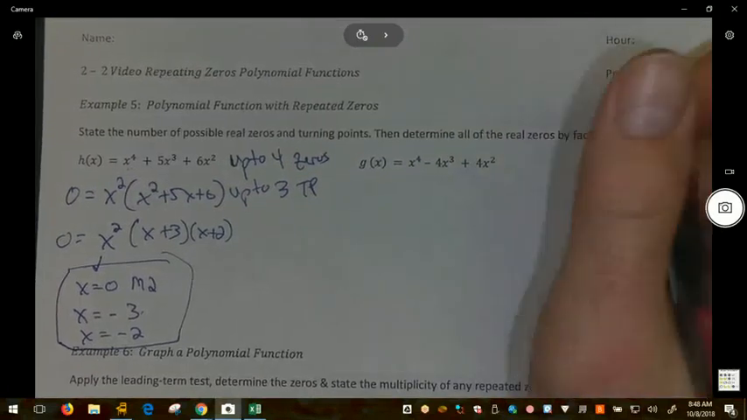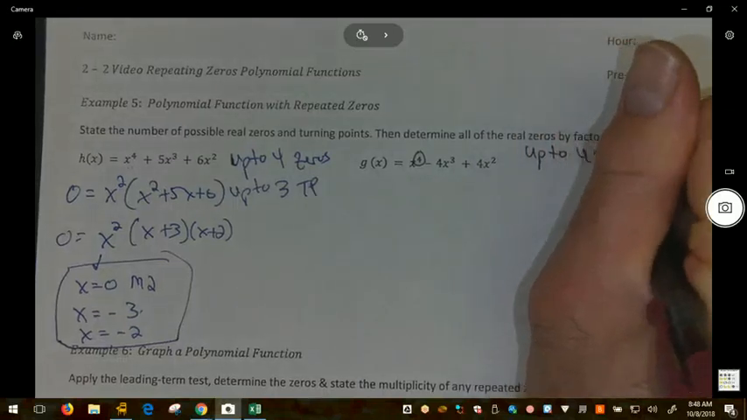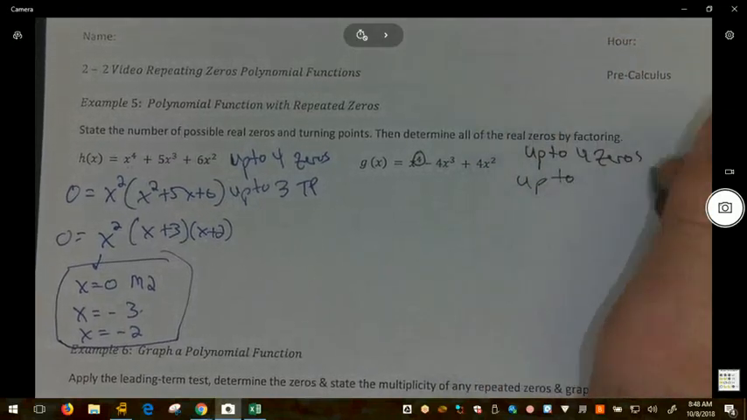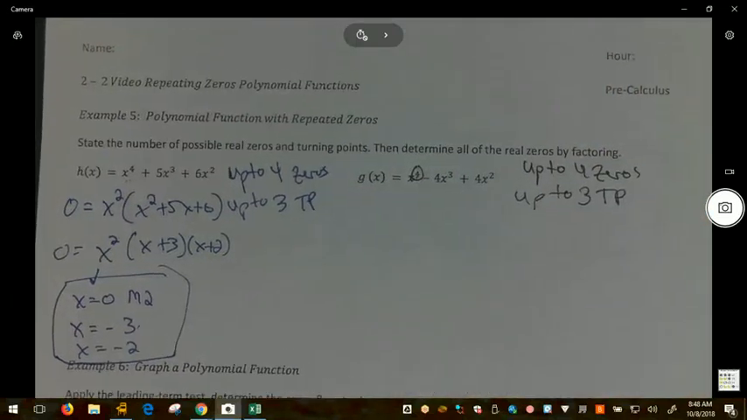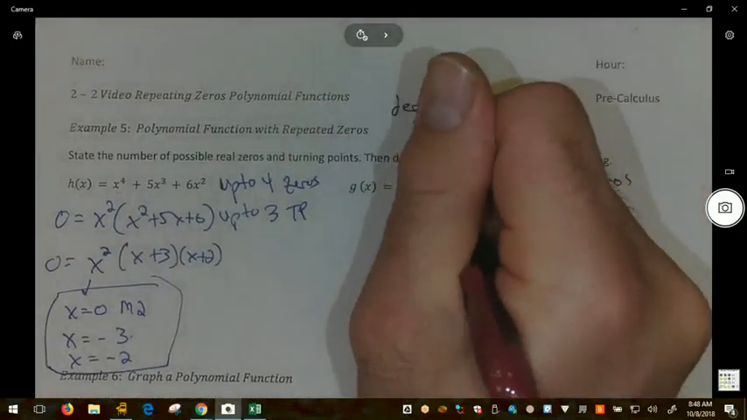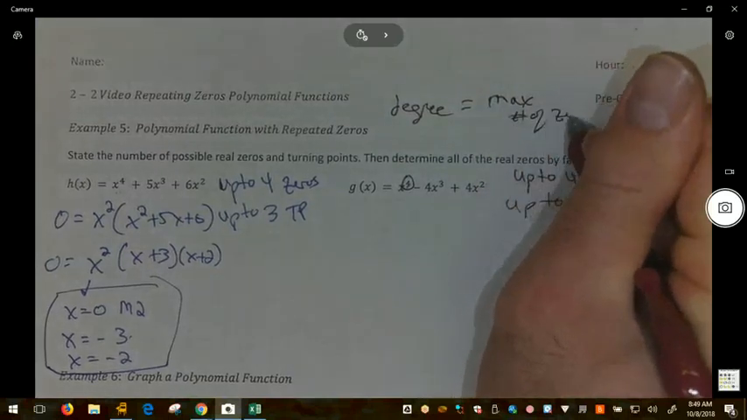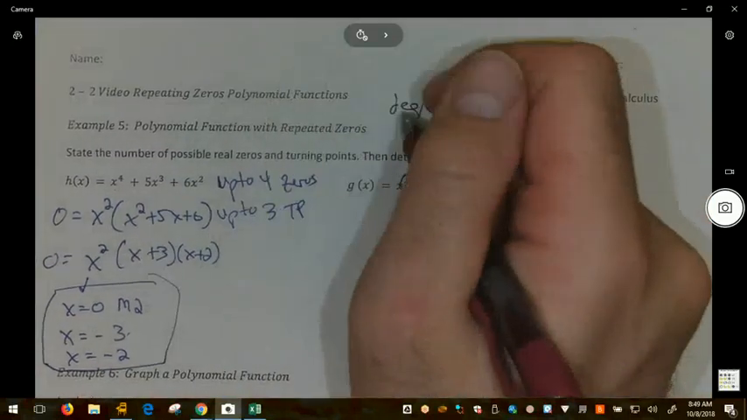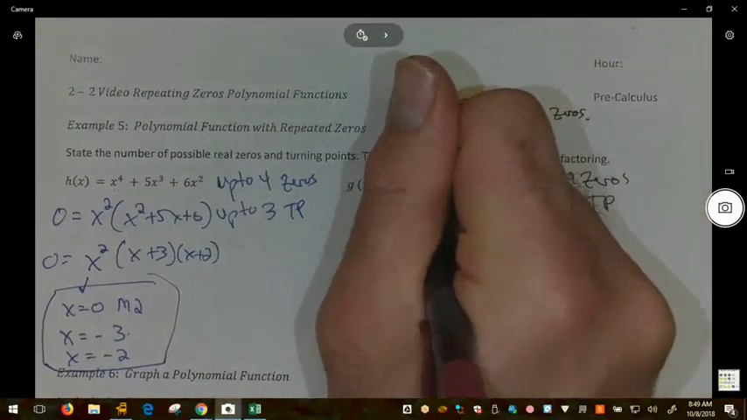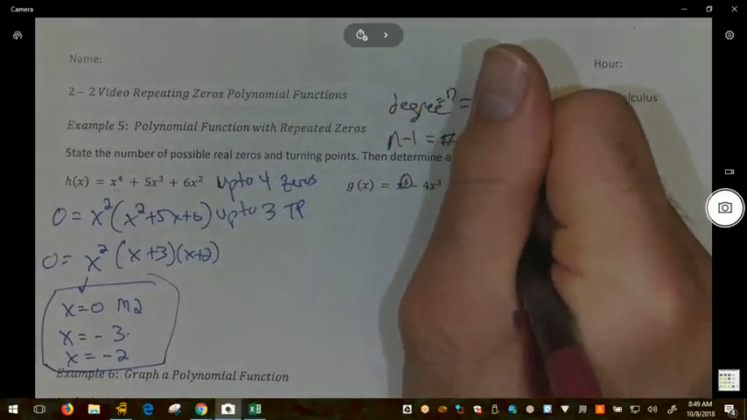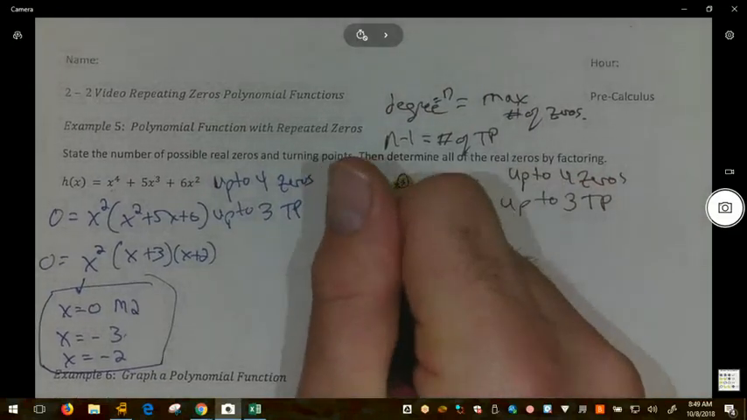In the second example, there is also x to the 4th, so there are up to 4 zeros and up to n minus 1, so 4 minus 1, 3 turning points. So whatever the degree is, that will equal your maximum number of real zeros. And if the degree equals n, then n minus 1 equals the number of turning points, up to that number.